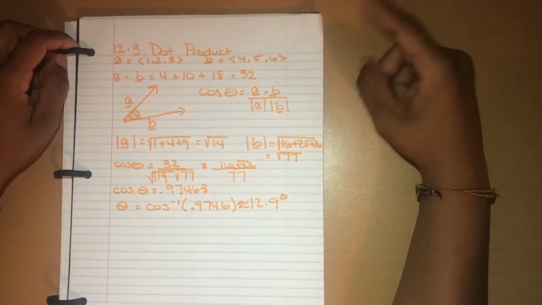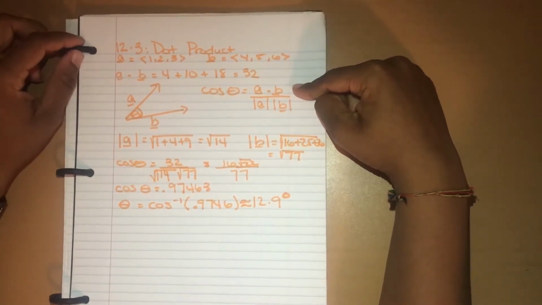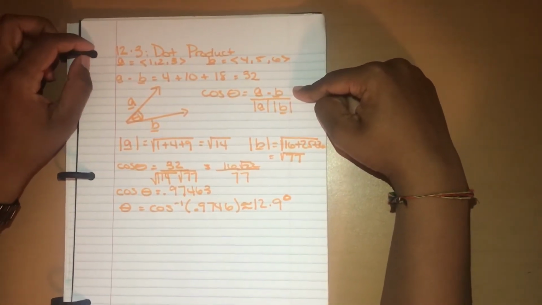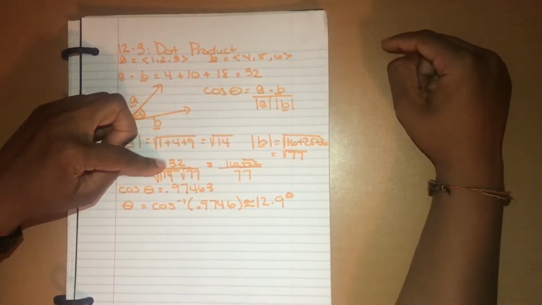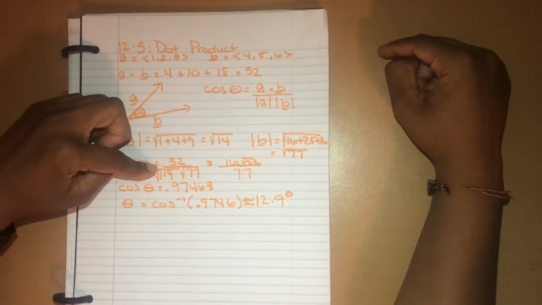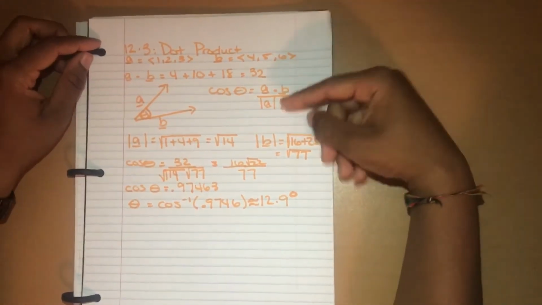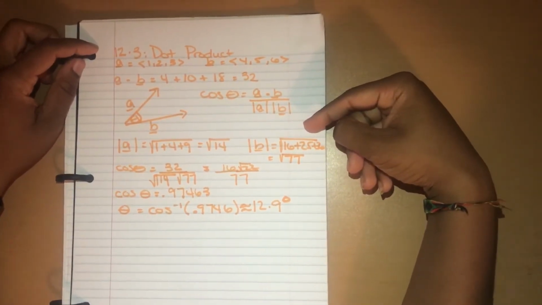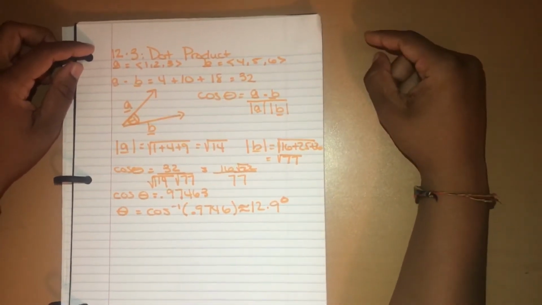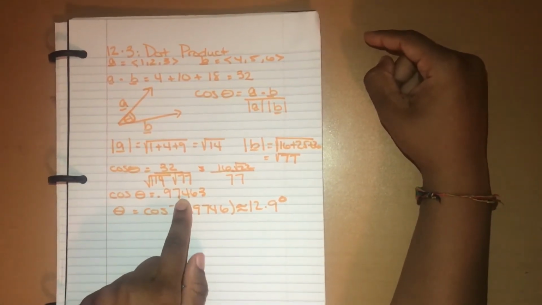Now, if we refer back to our original formula, we found all of the necessary things to find the angle between these two vectors. And we'll end up with 32 divided by the square root of 14 times the square root of 77. When we simplify this, we'll end up with 16 times the square root of 22 over 77. And the decimal form of this will be 0.97463, as I have here.